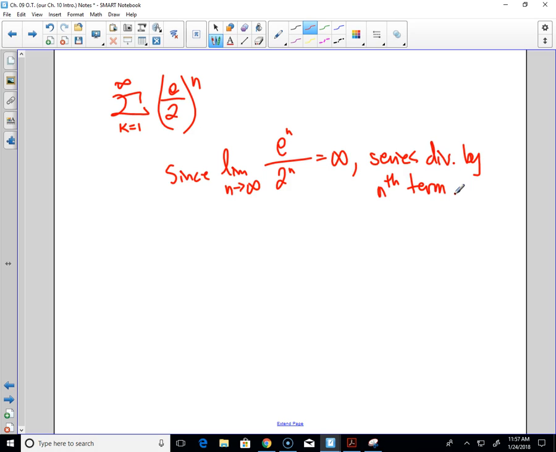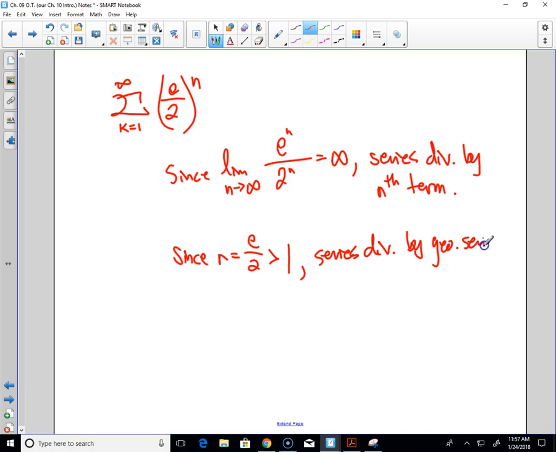Coming back though, could we have also proven this with a geometric series test? Yes. How could we have done that? Since R is equal to E over 2, which is greater than 1, we don't even have to say what it is. Whatever it is, it's greater than 1. Since it's greater than 1, what can we say? The series diverges by the geometric series test.